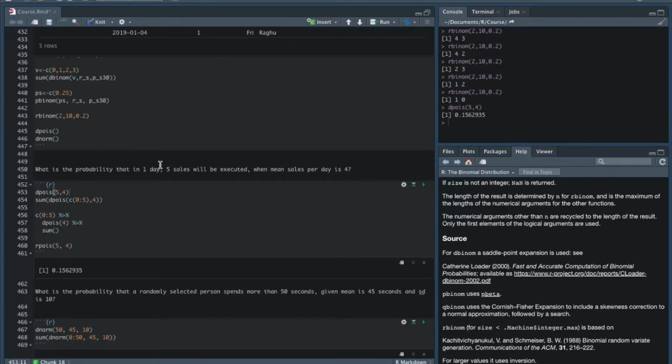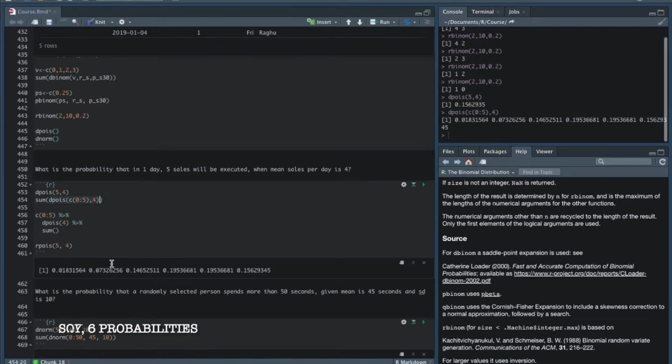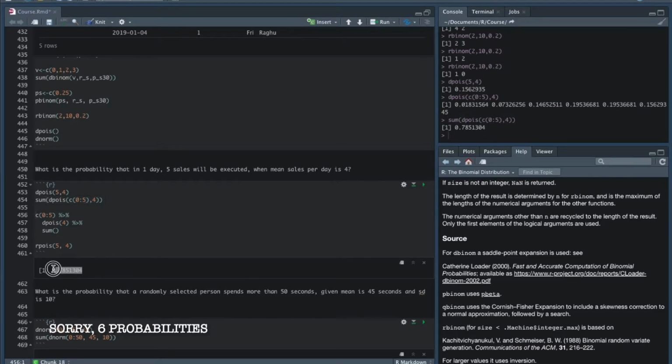Now had the question been, what is the probability that the number of sales will be up to 5, so we are taking the values 0 to 5, because we want to understand the probability of 0 sales and then add up the probability of 1, 2, 3, 4, 5. Just like the previous one, if we run only this selection, we'll get the probabilities, and if we add those up we get the final probability.